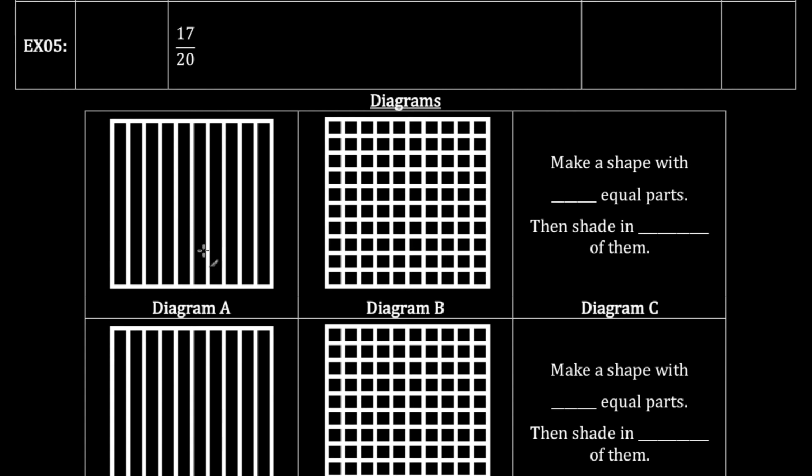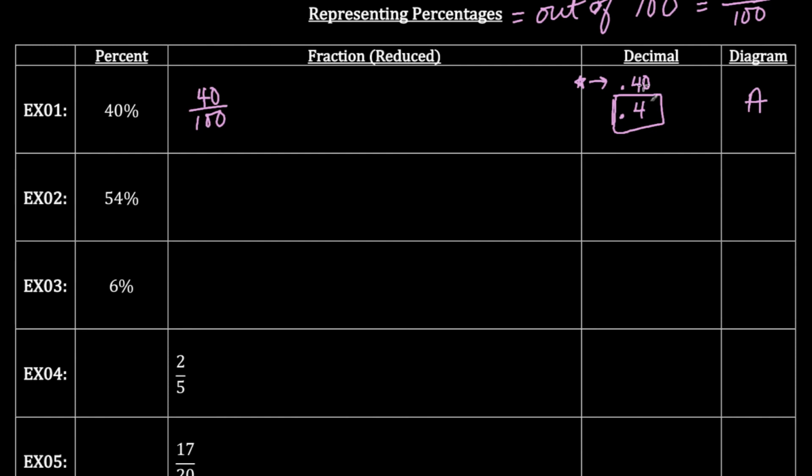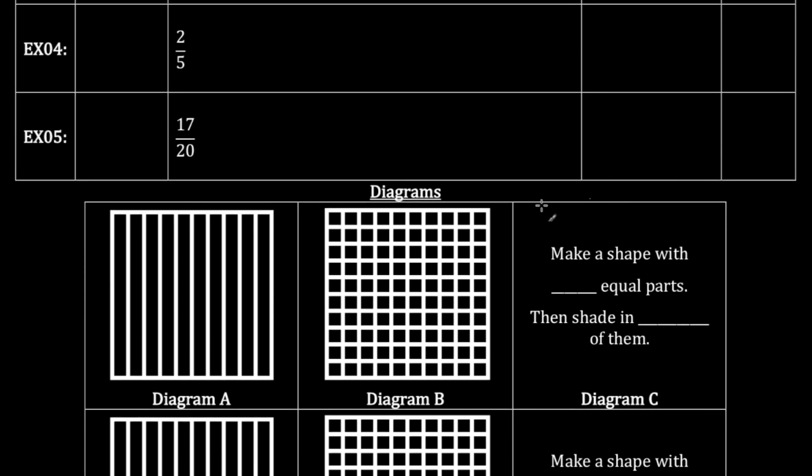So these are tenths, but remember that I rewrote 40 hundredths as 4 tenths, so that's not too hard. So 1, 2, 3, 4. So this is 40%. 4 tenths. So 40%, 4 out of 100, which means 40 hundredths, which means 4 tenths right here.